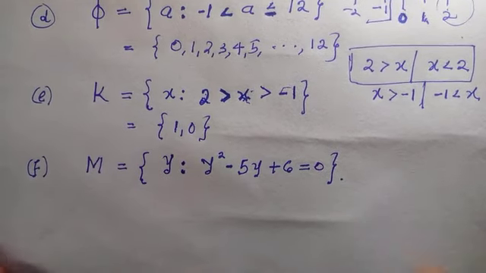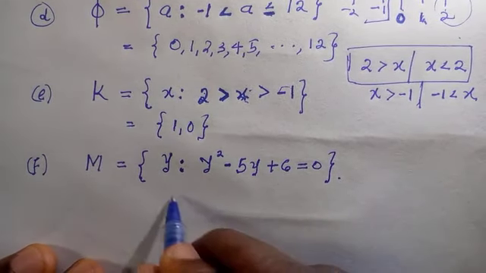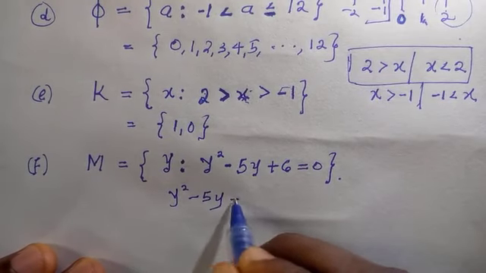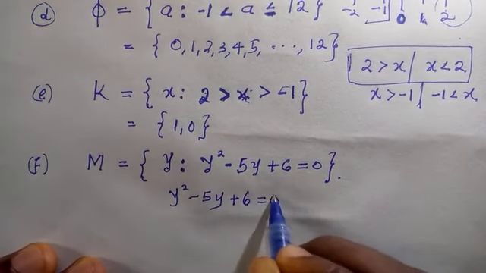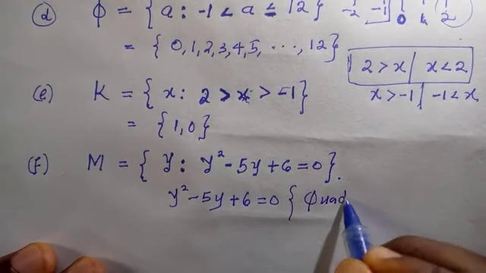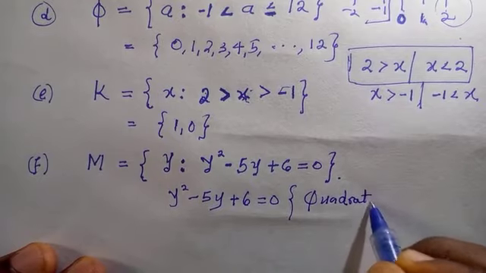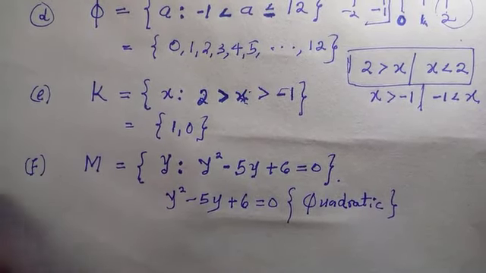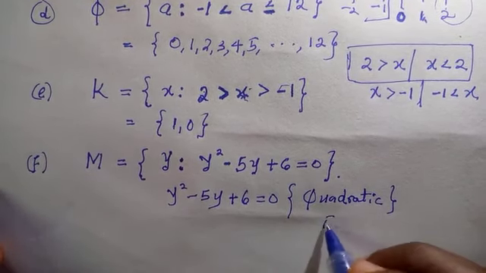So you might think that, okay, this is weird. How can I get all the elements of this? So it's very, very simple. What you are going to do is just take out the equation. Once you take out the equation, which is y squared minus 5y plus 6 equals 0, here is a quadratic equation. Because the highest power of this thing is 2, that is why it is quadratic.